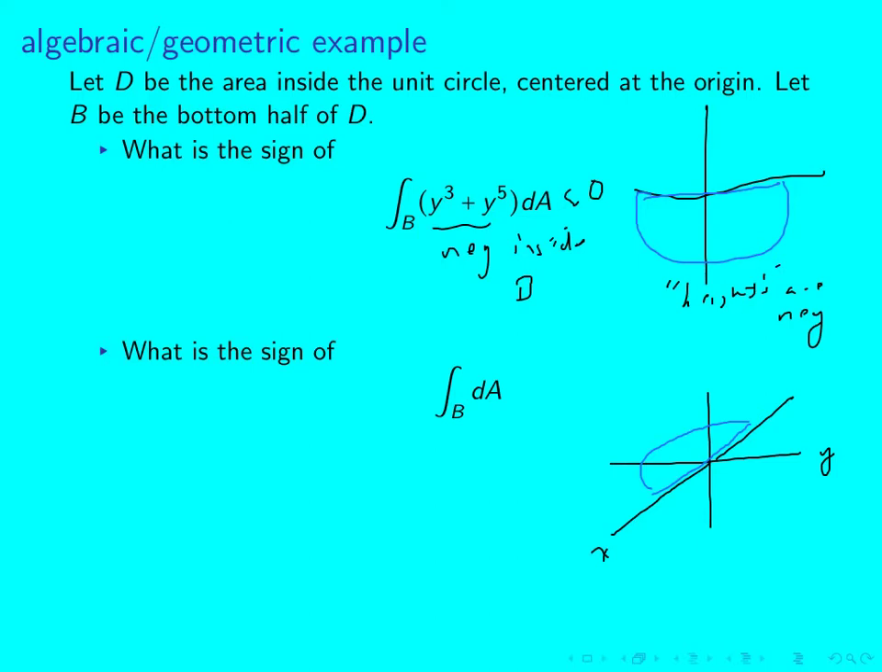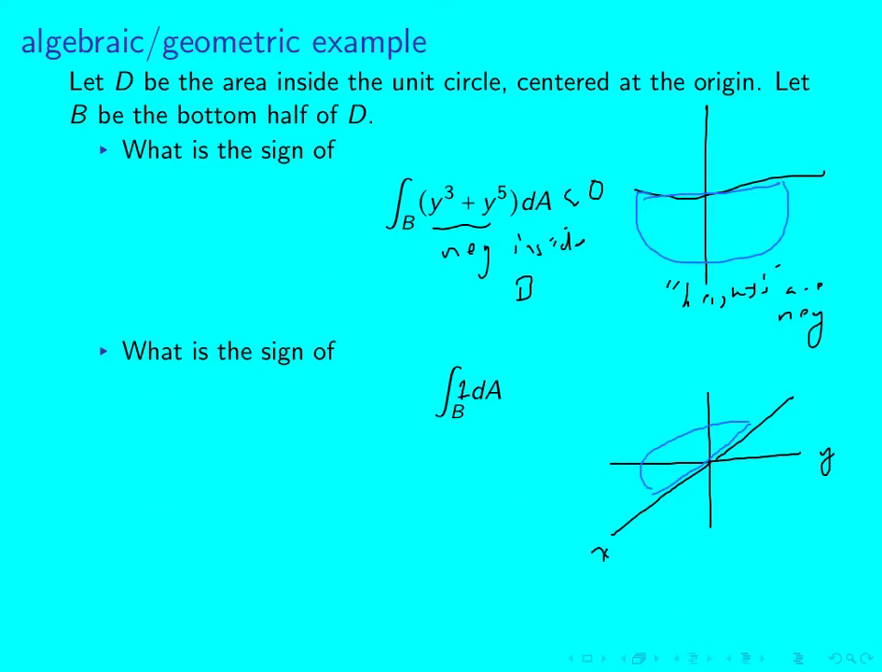This final example looks a little funny because there's no function, or at least there appears to be no function, but it turns out to be a pretty important example. So this is the integral over the same region B, which is the half circle below the x-axis on the negative y-axis, and the integrand is just dA. So what's really happening is that the function is 1.